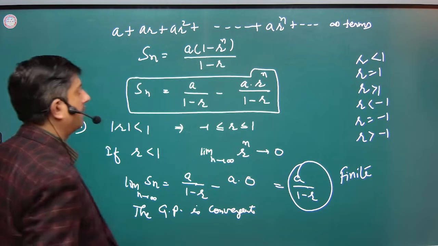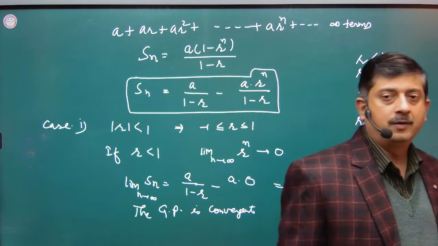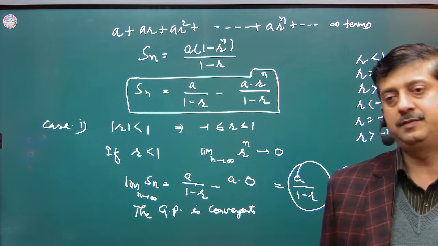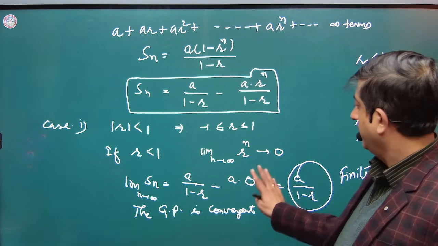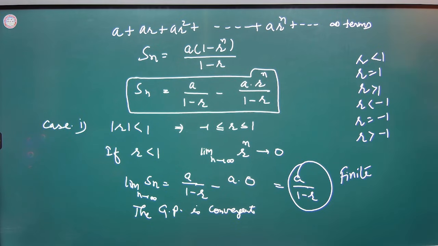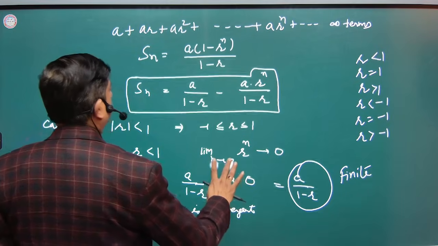Hence, in this case, the geometric series, the geometric progression, is convergent. So it means if we have a geometric series for which the common ratio, the value of mod r, is less than 1, the series will be convergent. This is our case 1. Now I am going to take the second case. It is my case 2.